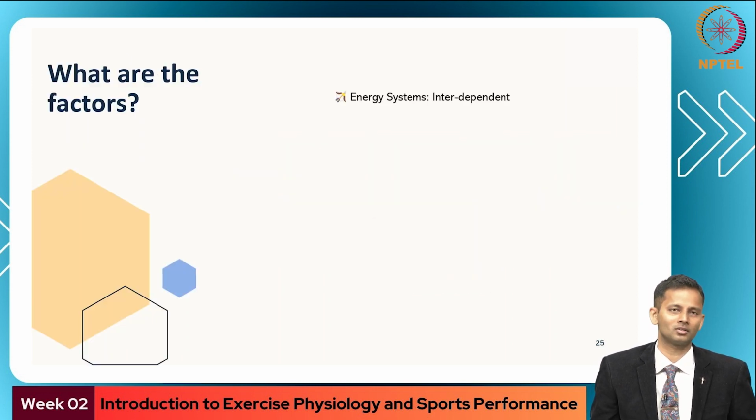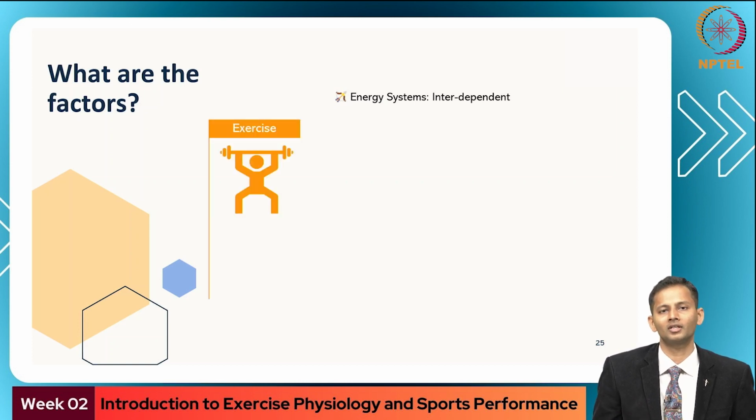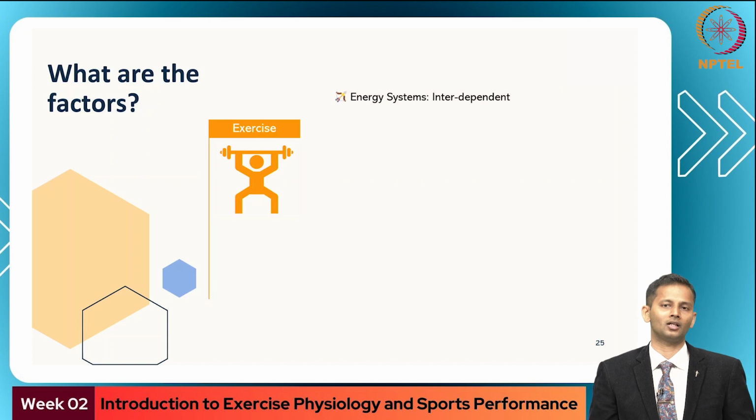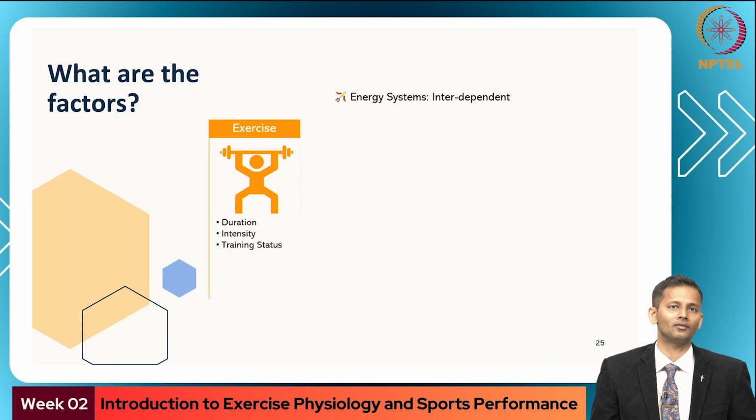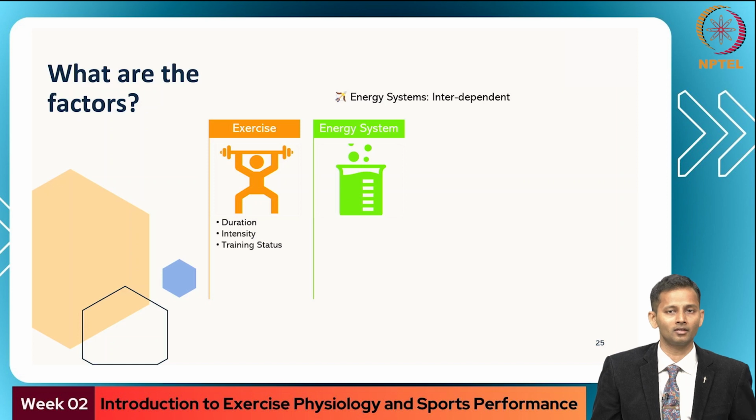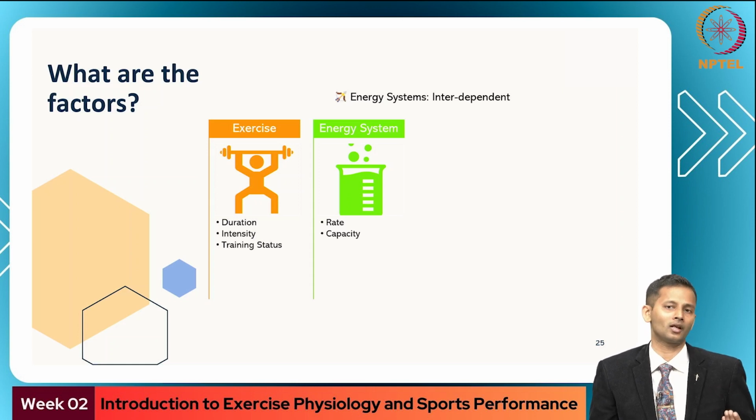So let's see certain factors which may influence. As I said, all these energy systems don't function individually. They're all interdependent, and they're dependent on various factors. The factors are primarily divided into exercise factors. So it depends on the duration of the exercise, intensity of the exercise, and the training status. If someone is already trained, they will be in a better state to activate the energy system. It also depends on the energy system per se, the rate and the capacity.